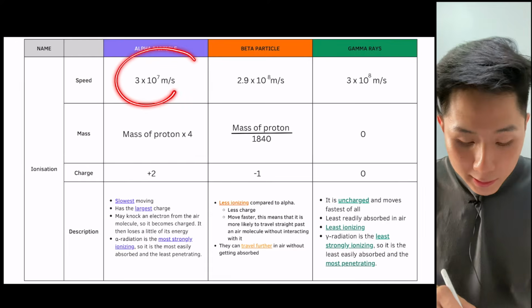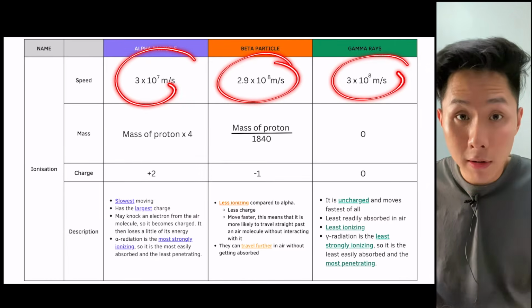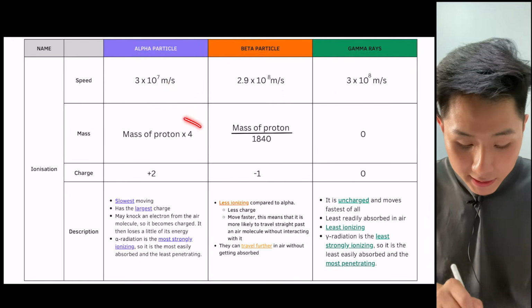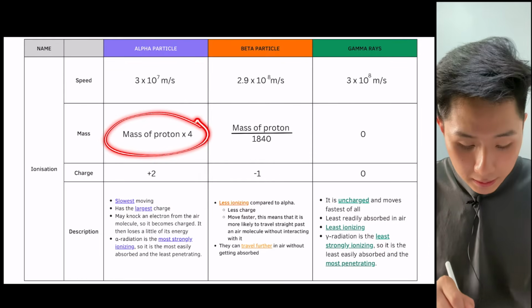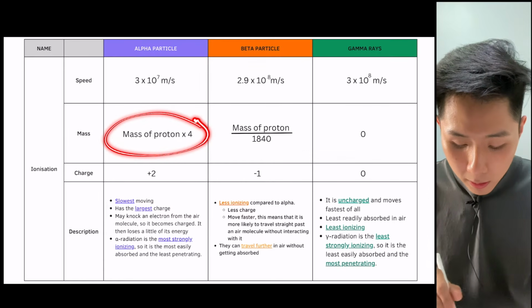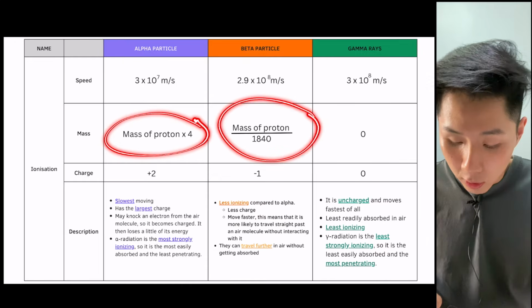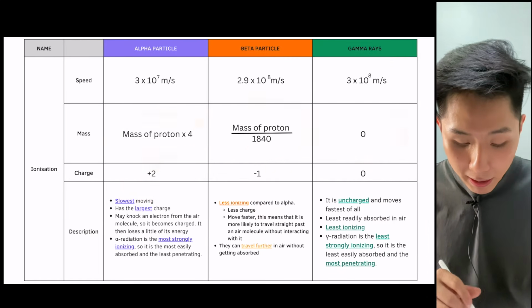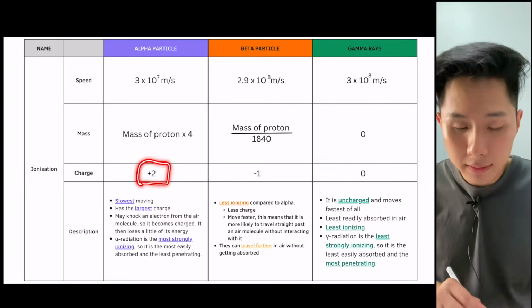So before that, let's look at their speed. You can see that gamma ray is the fastest and alpha particles is the slowest. And the mass, because they have more nucleons, it will be mass times proton times 4. And electrons, mass of electrons, gamma ray has no mass. The charge depends on the number of protons they have.